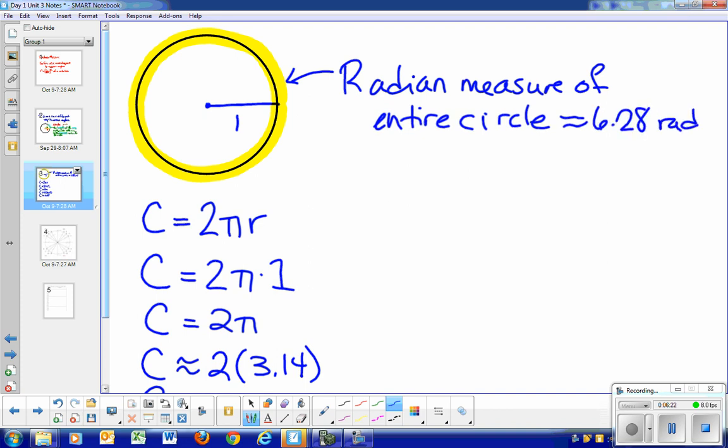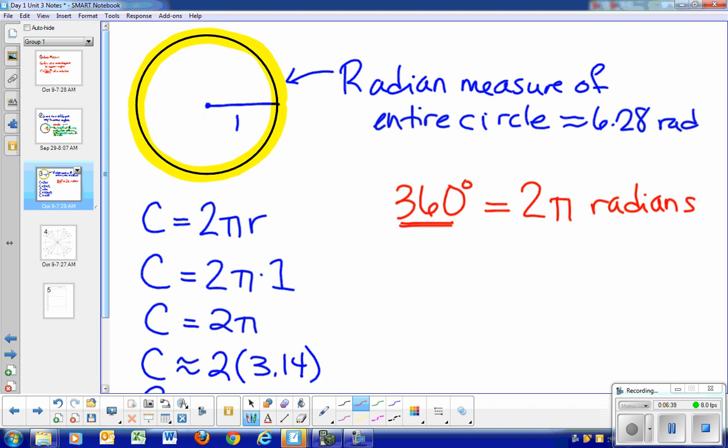Okay, now what's the degree measure of the whole circle? I hope you know that that's 360. Okay, so 360 degrees appears to be the same as 2 pi radians. Right? This number represents going all the way around the circle, a full revolution in degree world. And we just saw over here that going around the circle completely is 2 times pi in radian world.